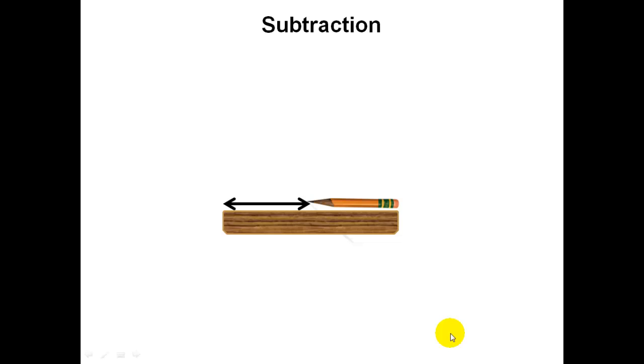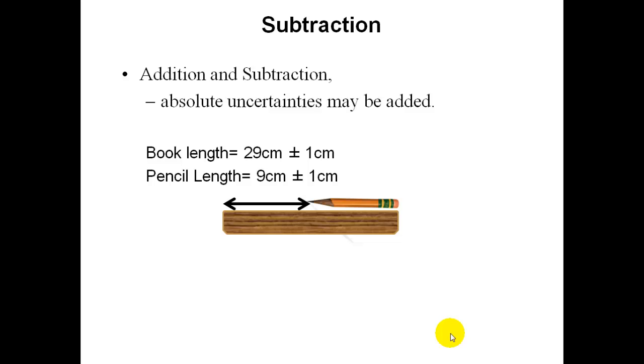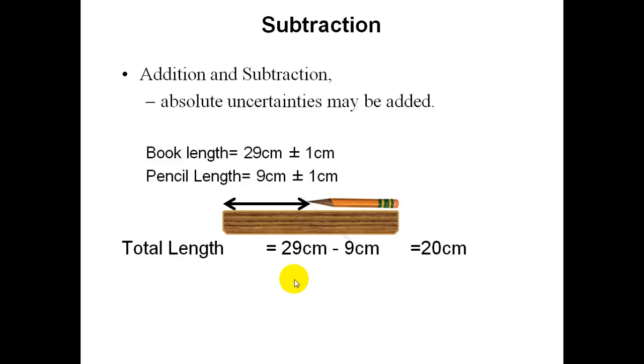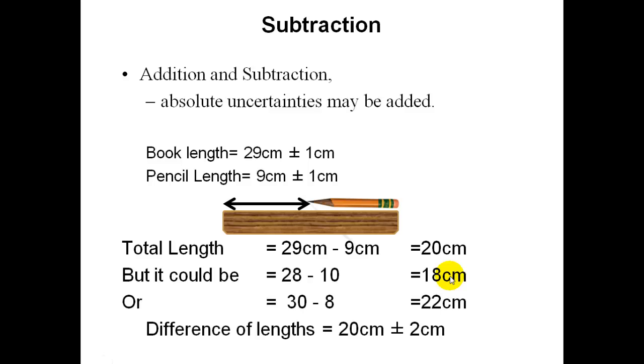When we do the subtraction, the same applies. We have to add the absolute uncertainties. The difference is going to be 29 minus 9, which is 20. However, if we underestimate the length of the book and we overestimate the length of the pencil, we end up with a value of 18. On the other hand, if we overestimate the value for the book and we underestimate that of the pencil, we end up with a value of 22. So our value will be 20 plus or minus 2. So here again, we're adding the absolute uncertainties.